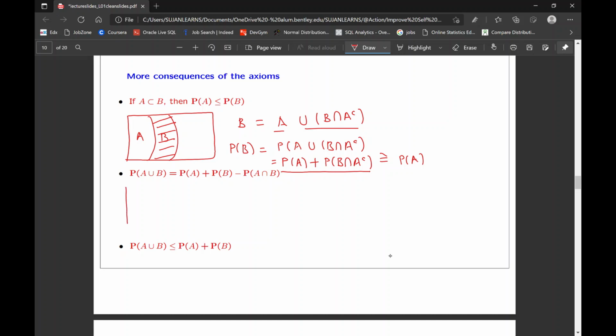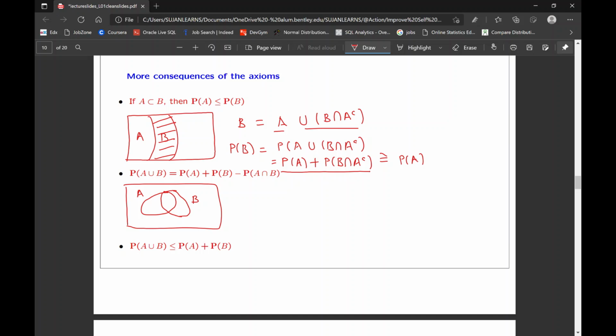First, we have our sample space. Here we have two sets which are not necessarily disjoint. This is set A, this is set B, and there is some overlap between them. Now what we want to say is something about probability of A union B.